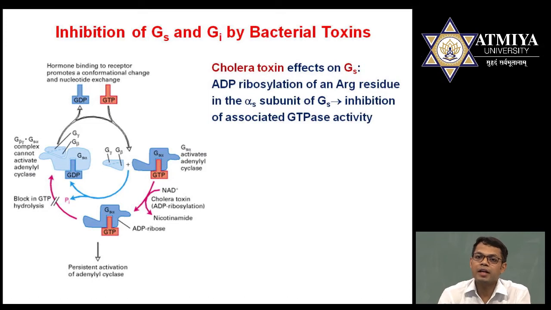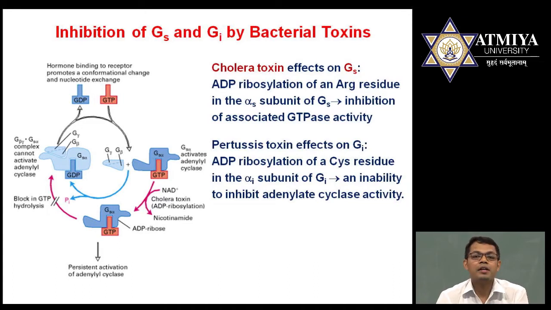So the level of cyclic AMP is increased, and finally deregulation occurs in the body. Basically, cholera toxin is responsible for the ADP ribosylation, and due to ADP ribosylation, GS alpha will be continuously activated. The second example is pertussis toxin.